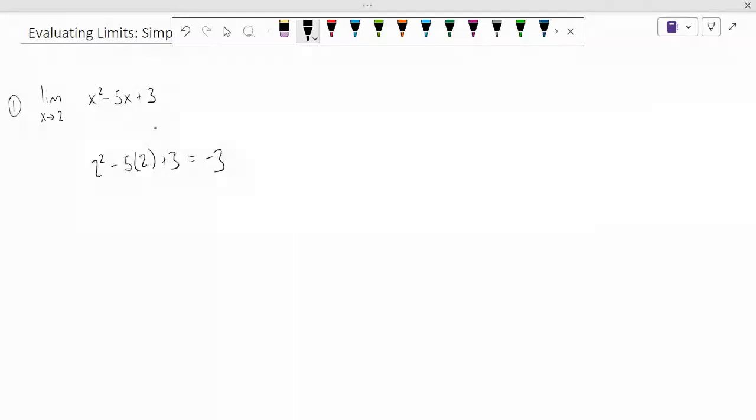And so what happens if x is really close to 2? Well, it's reasonable that if x is really close to 2, x squared should be really close to 4, and 5 times x should be really close to 10. So intuitively, this function should be getting closer and closer to the value of negative 3 as x gets closer and closer to 2. So to evaluate a simple limit like this, all you have to do is plug in the value of x into the function, and that's going to give you your answer.